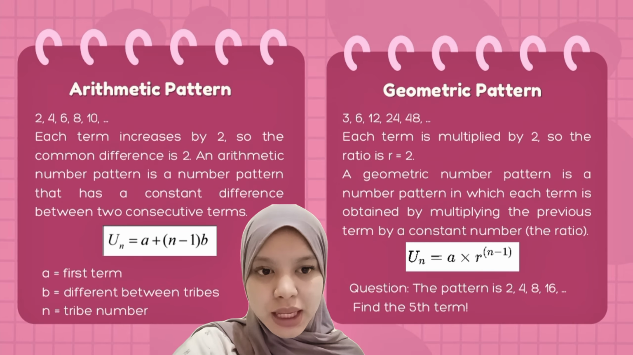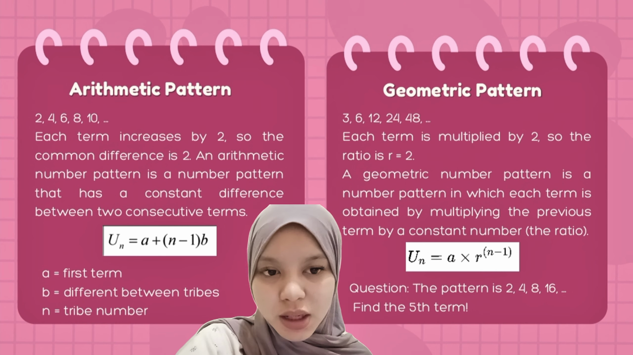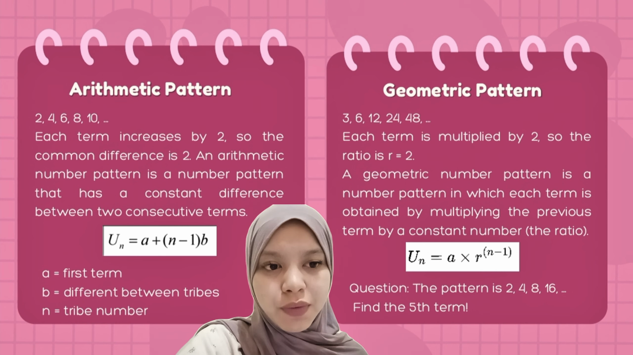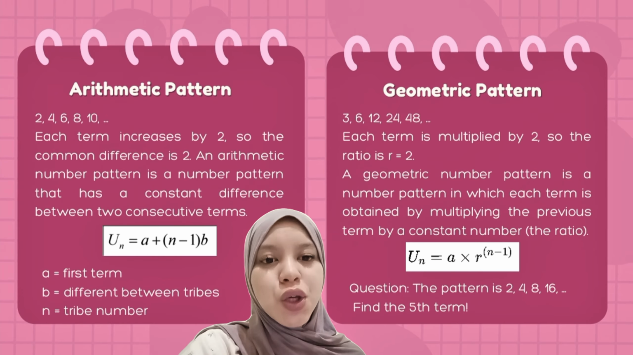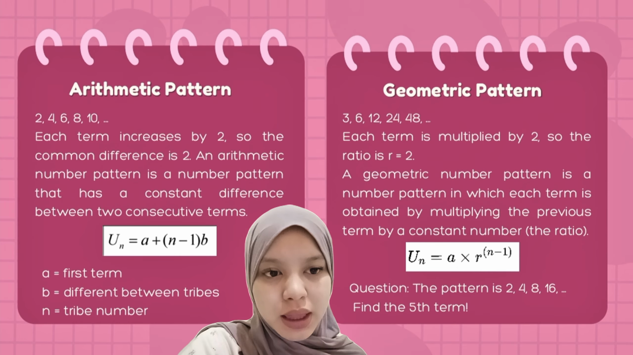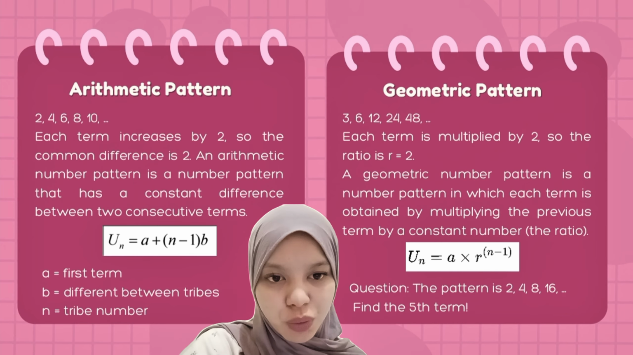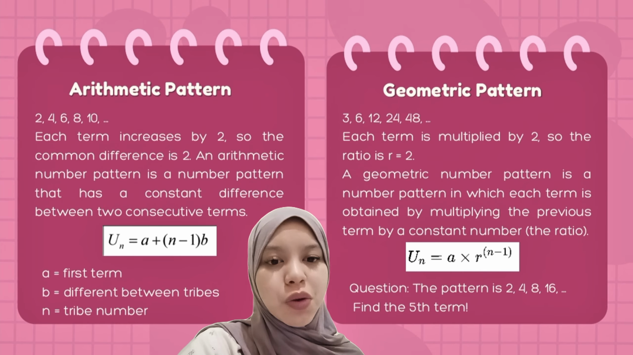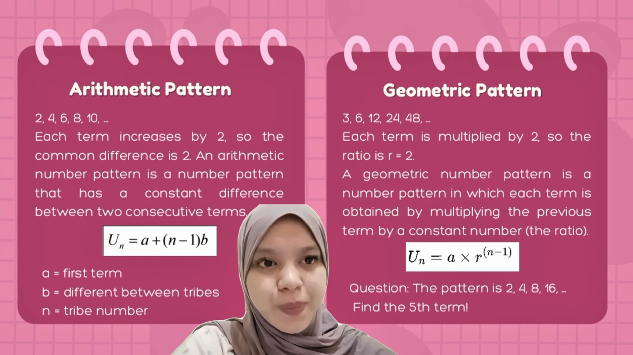For example, in this sequence 2, 4, 6, 8, the first term is 2, and the common difference is 2. To find the 5th term, we say u sub 5 equals 2 plus 4 times 2, which equals 10. By using this formula, students can easily determine any term in an arithmetic pattern.